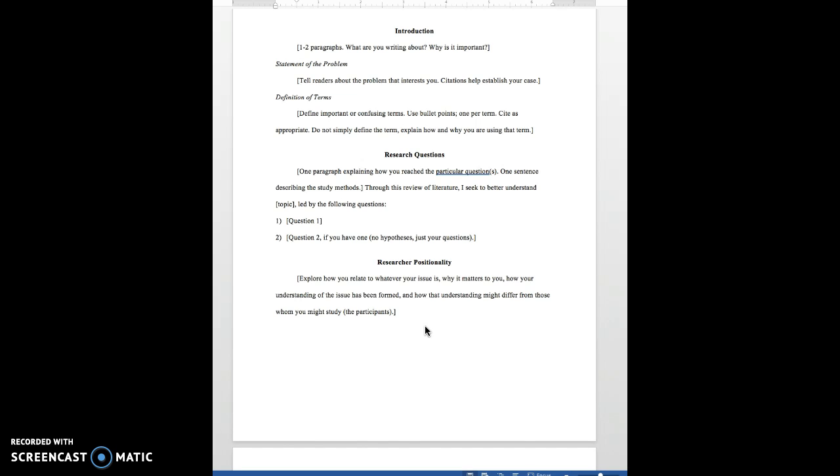Regardless of whether you're doing a quantitative study or a qualitative study, you still need to explain your positionality. It does not need to be very long. This can be just one paragraph explaining your background. But what's really important is to think about how your particular experience with this topic that you have chosen may or may not differ from the experiences of others, particularly those who you think you want to use in your study.